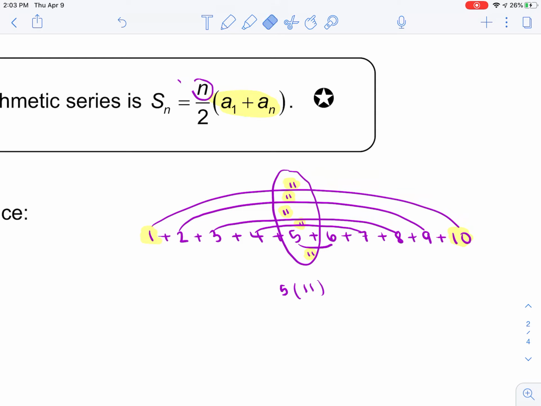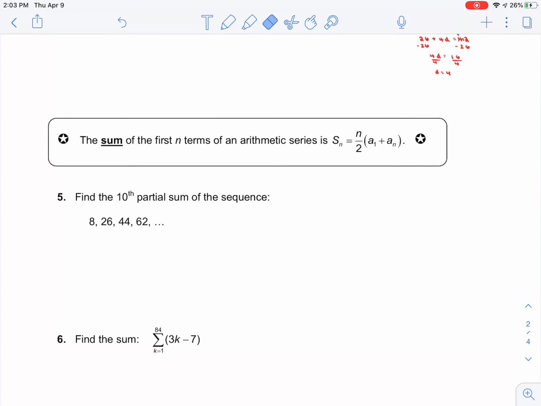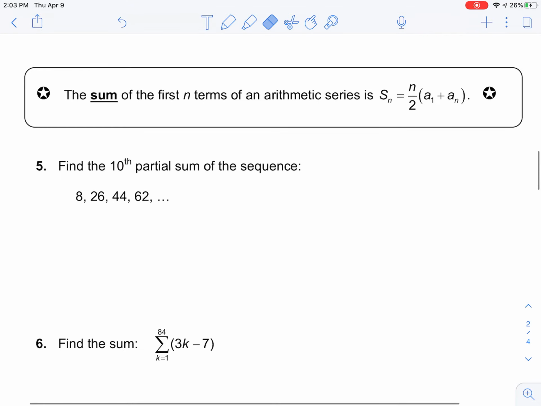So it's kind of cool. I hope that makes sense to you. If not, it's not important. Obviously you need to know how to use the formula, but you can still use the formula without completely understanding that. I just thought it was kind of cool to show you that. So anyway, this is how you use the formula.